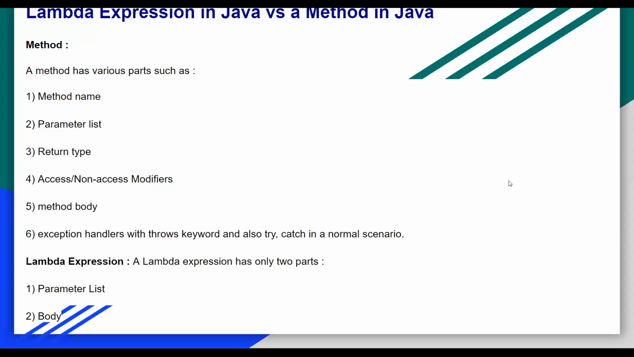So hi all, again I am continuing with the lambda expressions. So what is the difference between the lambda expression in Java versus a method in Java? In the method, you would have seen there are so many parts. First of all, this is the method name, then parameter list, then return type, then access or no access modifiers, then method body, exception handlers with the throws keyword, and also try catch in a normal scenario.